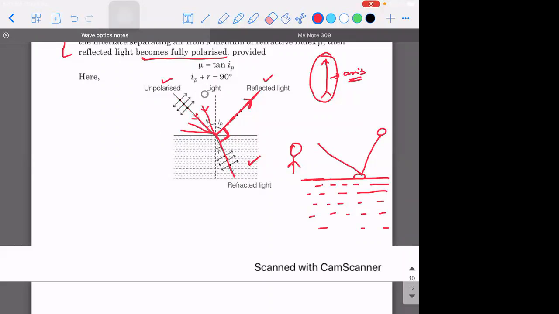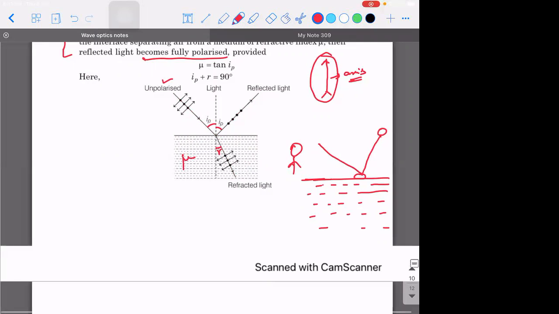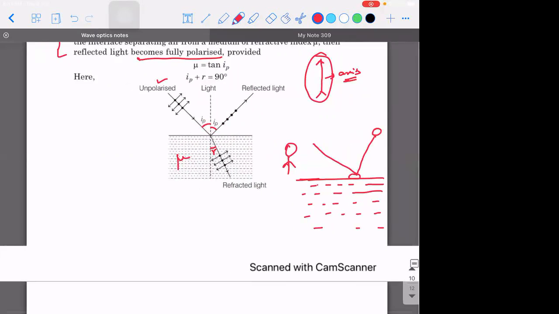When this kind of scenario occurs, let's calculate what the angle of polarization is equal to. If I take this as the angle of polarization, this will also be IP only because the laws of reflection state that the angle of incidence is equal to the angle of reflection. So if I take this as R and the medium's refractive index as mu, then sin IP is equal to mu times sin R. Correct? So this is 90 degrees. IP plus R plus 90 degrees is equal to 180 because it completely forms a straight line.